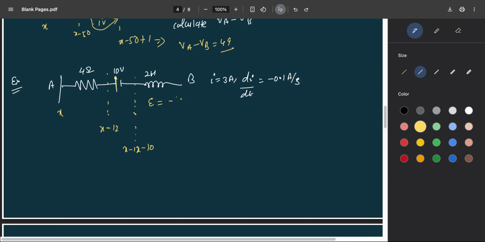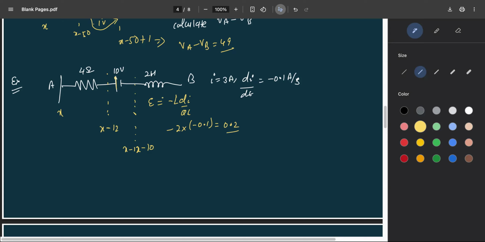Sorry, this is L di by dt, right? So this is minus 2 into this, this is negative in this, right? What is the answer you are getting? Around 0.2. Can I see this? So basically, you just have to add it.